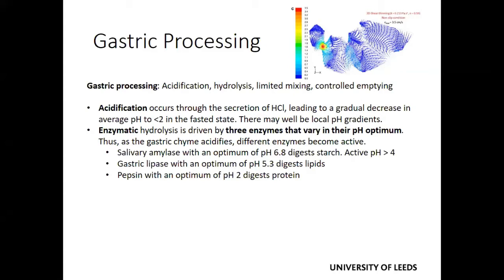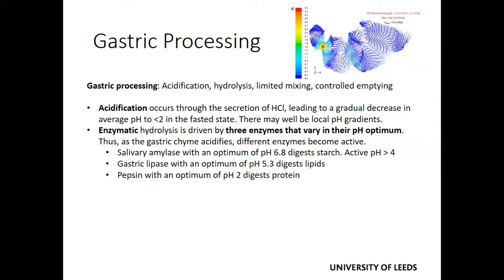Enzymatic hydrolysis is driven by 3 enzymes that vary in their pH optimum. These enzymes obviously have different effects on different nutrients, so that as the gastric chyme gradually acidifies, different enzymes become more significantly active. So initially, as the pH of the food is likely to be relatively high, salivary amylase with an optimum of 6.8 digests the starch. Of course, it remains active until the pH drops to something like 4. So in that window of pH, it's quite active.